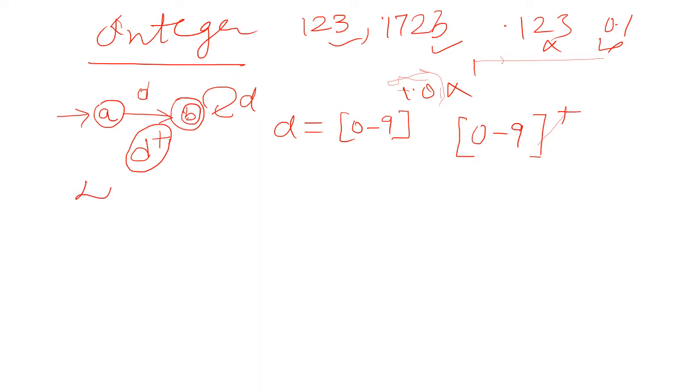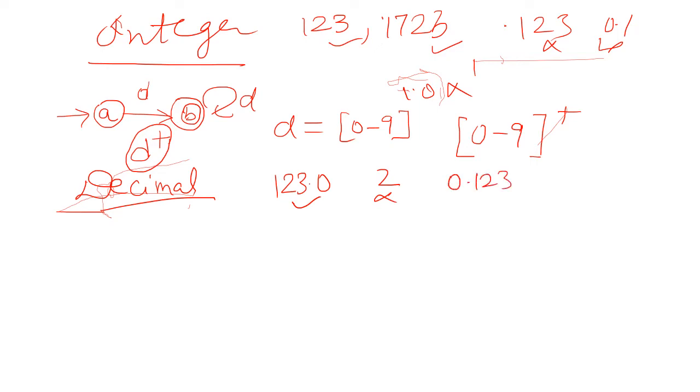Now, for decimal, the decimal number, I'm so sorry, the decimal number is 123.0. Yes, this is a decimal number. Is this a decimal number? No, this is not a decimal number because there is no point. So if it is a decimal number, yes, the point is there. So what is the pattern basically? There should be a point, and before the point there must be a number, and after this point there must be a number.